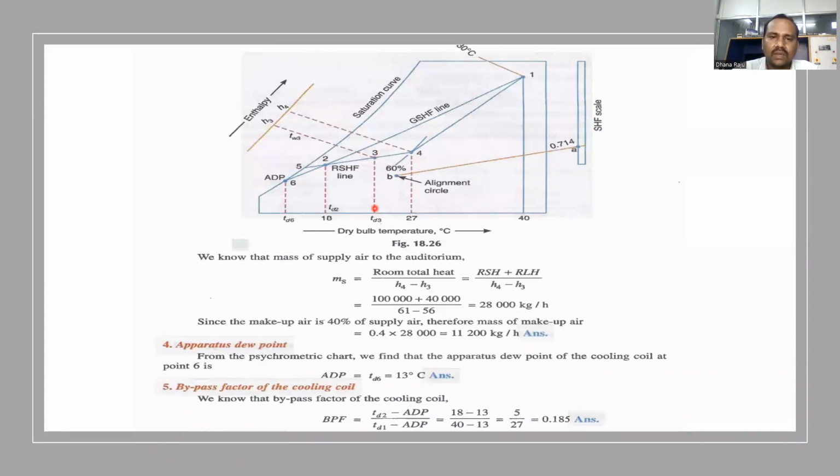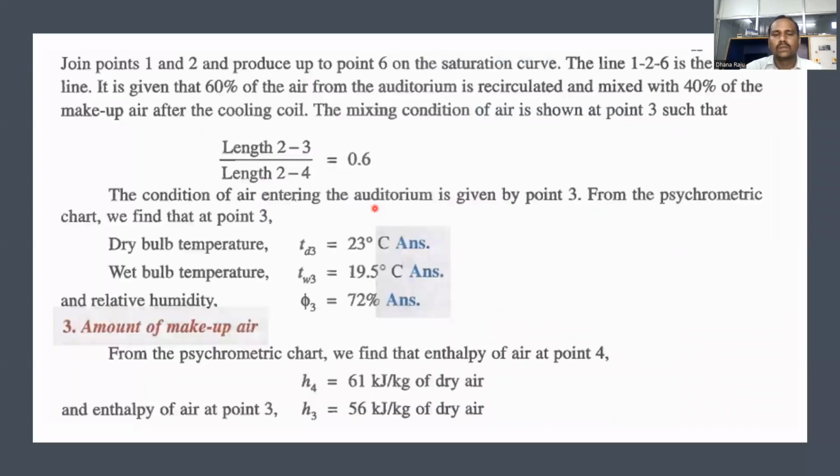So values are obtained as 23 degrees centigrade DBT, 19.5 degrees centigrade WBT, 72% relative humidity. Then we need to calculate the amount of fresh air, how much quantity of fresh air is added, right?